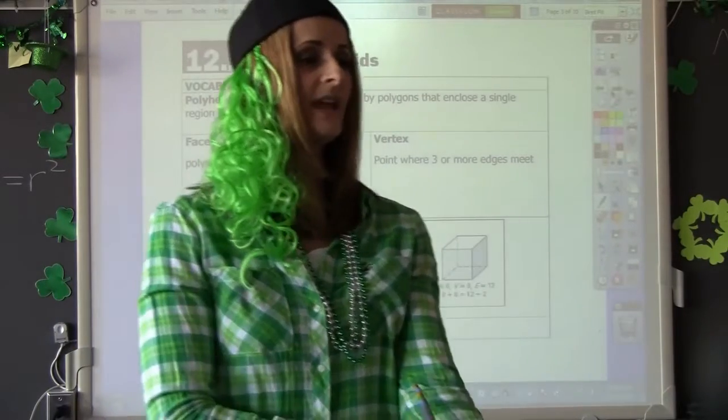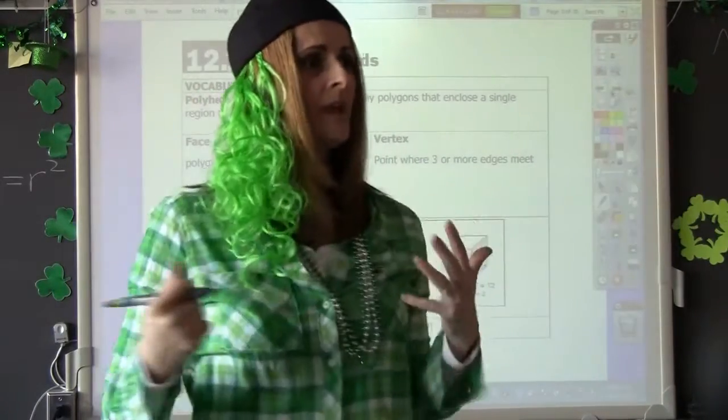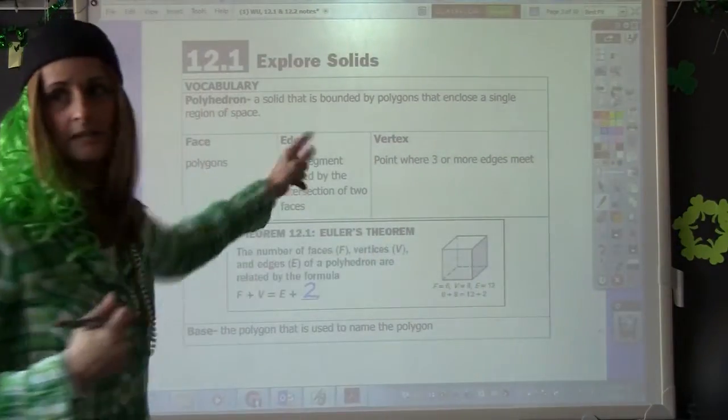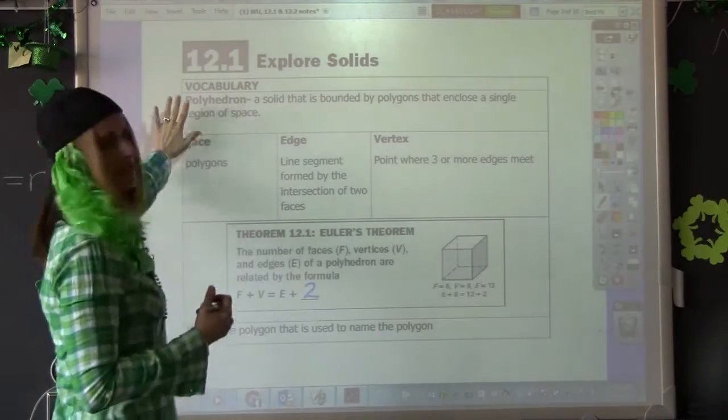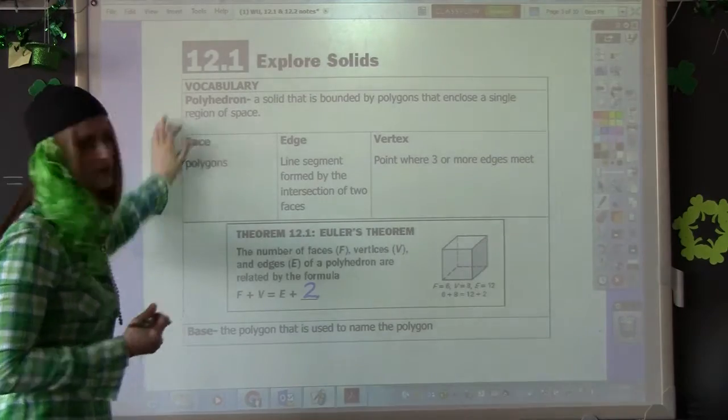Okay, so today we're going to move on. We're doing chapters 11 and 12 all together, and we're going to look at some solids today. Let's start with the vocabulary. A polyhedron is a solid that's bounded by polygons that enclose a single region of space.